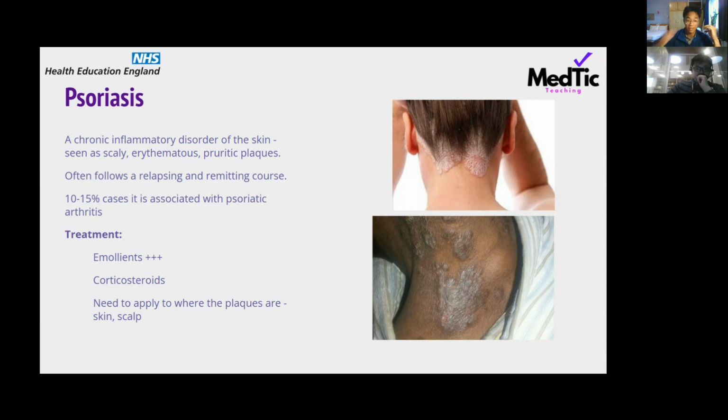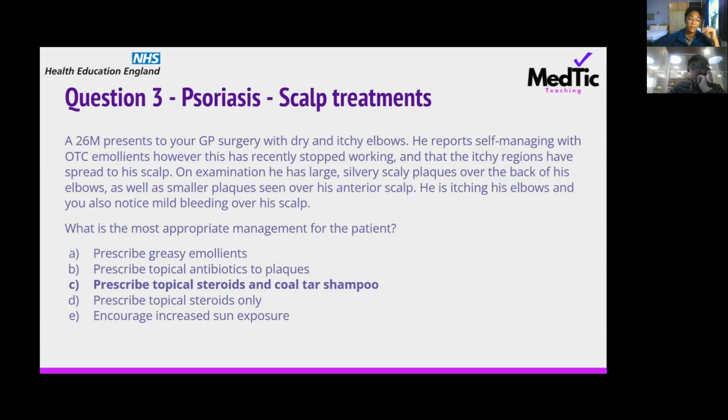Similarly, corticosteroids are a bit difficult to apply through your hair, and so that's why if you go back, you can use things like topical steroids with the coal tar shampoo. So it's all about modifying your prescription and what the NICE guidelines say to the patient in front of you.